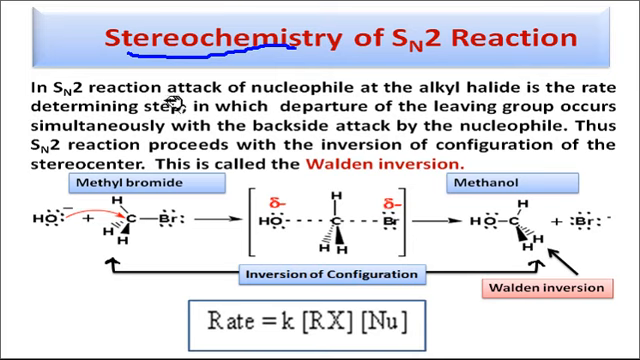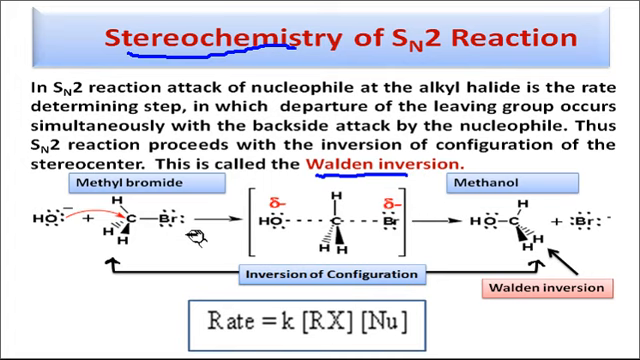In the SN2 reaction, attack of the nucleophile at the alkyl halide is the rate determining step, in which departure of the leaving group occurs simultaneously with the backside attack of the nucleophile. Thus, the SN2 reaction proceeds with the inversion of configuration of the stereocenter. That is why this is also known as the Walden inversion.